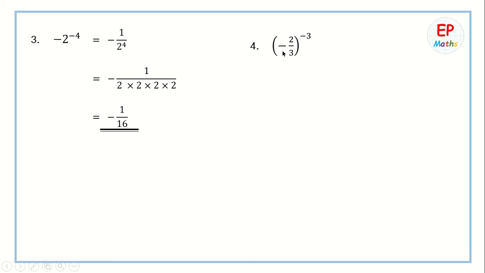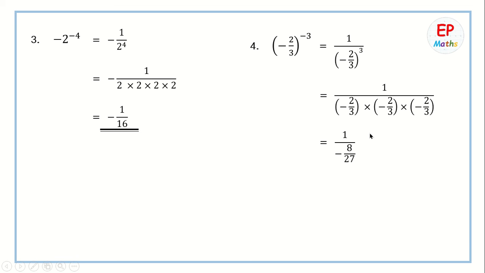We have got negative 2 out of 3 to the power of negative 3. This will be 1 out of negative 2 out of 3 to the power of 3. So then we have 1 out of negative 2 out of 3 times negative 2 out of 3 times negative 2 out of 3. So this will be 1 out of negative 8 out of 27.